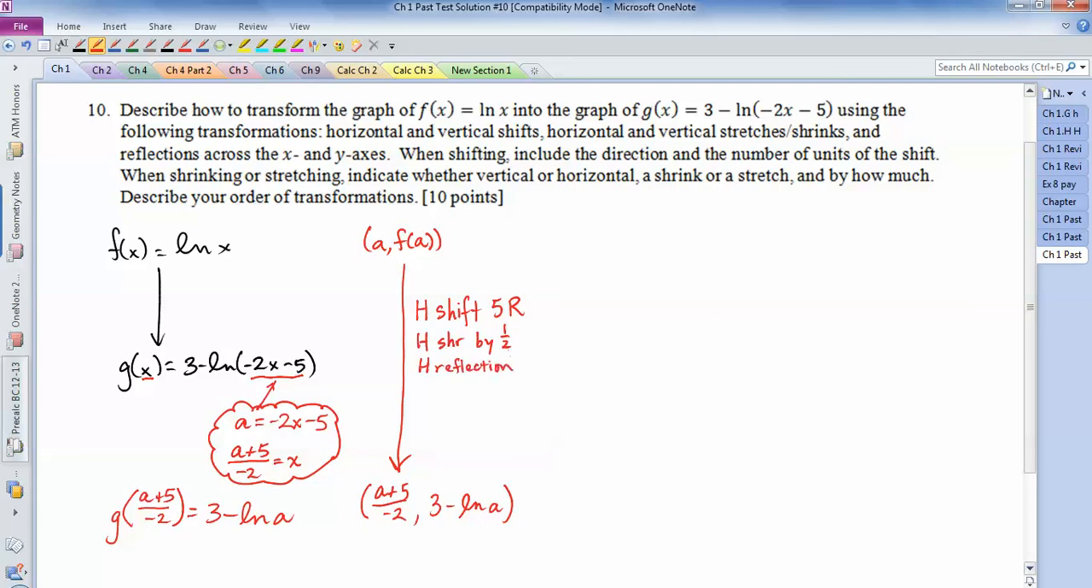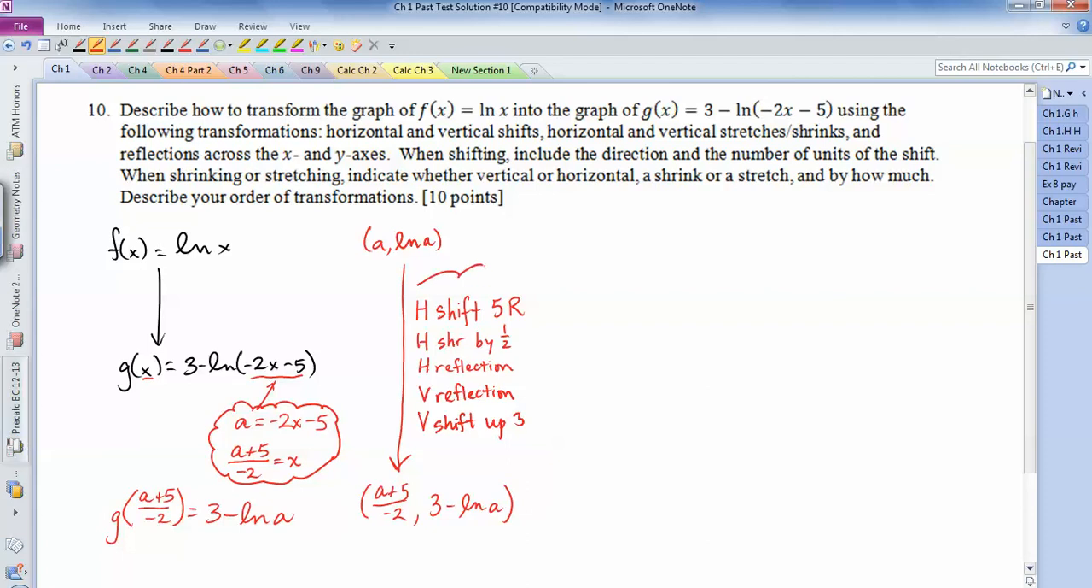And then the vertical stuff. f of a turned into, let's see here, sorry, I could write ln of a. That's what f of a is. So ln of a turns into 3 minus ln of a. The first thing I'd have to do to ln is make it negative, so that would be a vertical reflection, followed by adding 3 to the whole thing, so that'd be a vertical shift up 3.